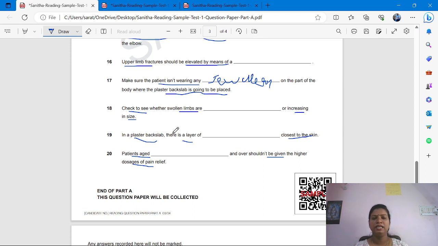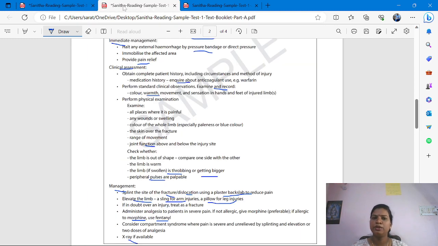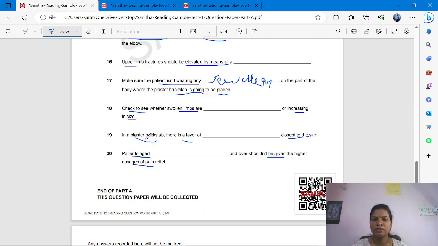Next question. In a plaster back slab, there is a layer of dash closest to the skin. Before applying the plaster back slab, here we will apply some layer of cotton or something like that. That is the usual procedure. We have to visualize the answer like that. We are medical professionals, from the nursing field or doctors or other professionals, so we know what the answer will be. We can just imagine what will happen. Then you have to go to the question booklet and understand the question: in a plaster back slab, there is a layer of dash closer to the skin.